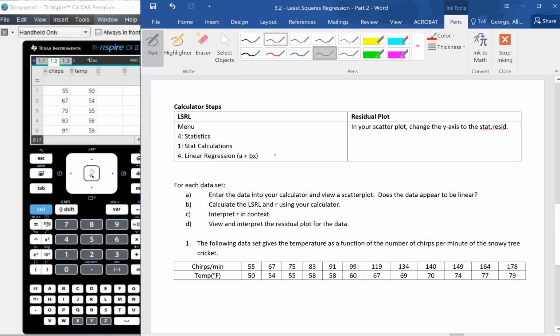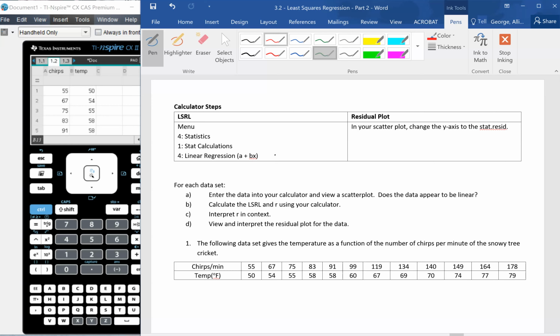What we're going to do for each of these is we're going to look at a scatter plot and figure out if the data looks linear. Then we're going to actually do the calculation and figure out the LSRL and our R value. Then we're going to interpret our R in context, just a little more practice with that. And then we're going to look at our residual plot and decide, is this linear data or is it not?